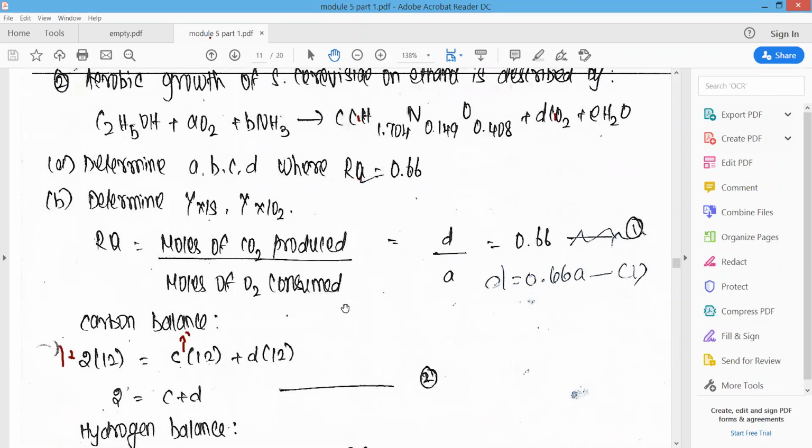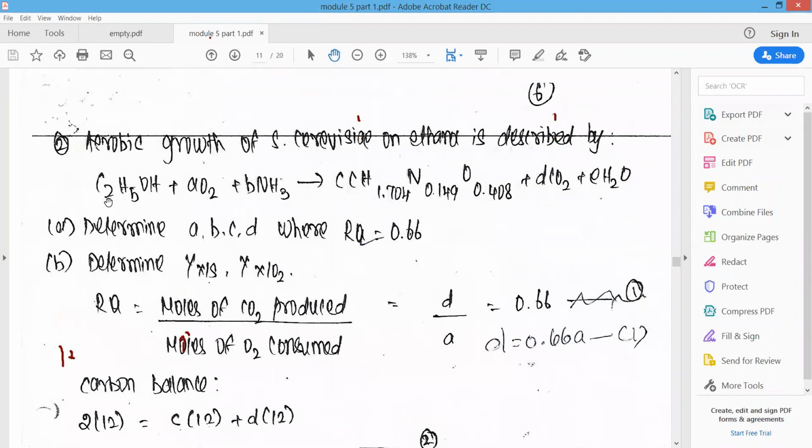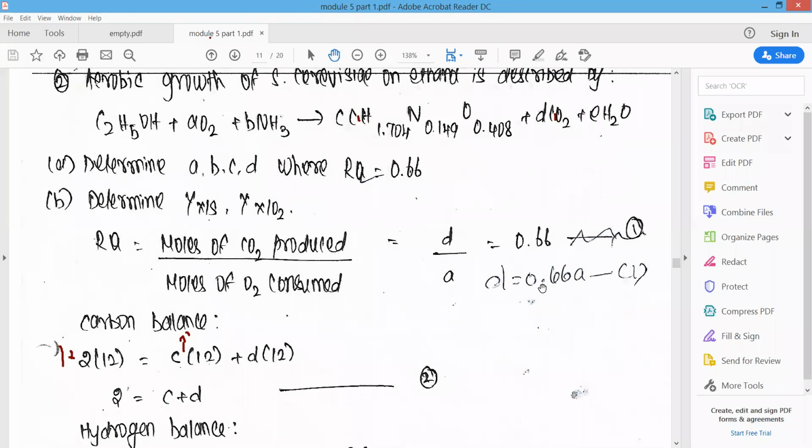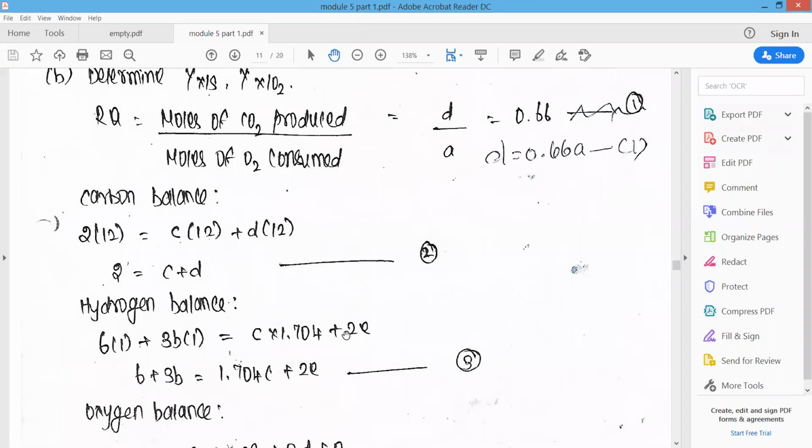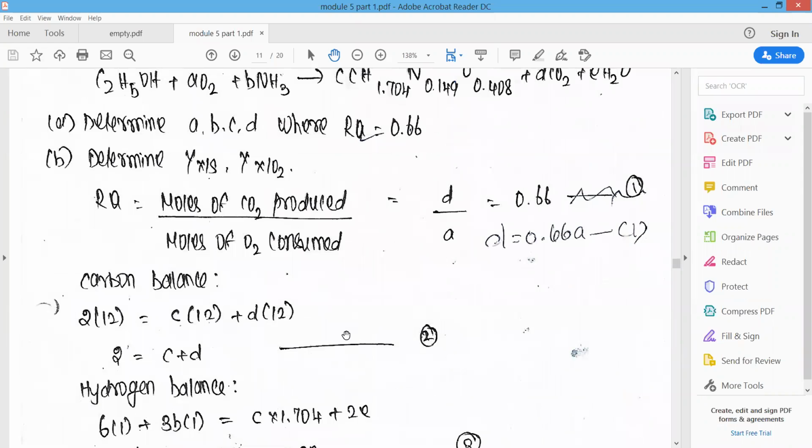And the next is oxygen balance. Again, how will you write? 1 into 1 into 16 plus A into 2 into 16 equals C into 0.408 into 16 plus D into 2 into 16 plus E into 1 into 16. So you will get a bigger equation, 2A plus 1 is equal to 0.408C plus 2D plus E. Out of these equations alone you cannot find any value, so we have to first write all the balances and then find the values.